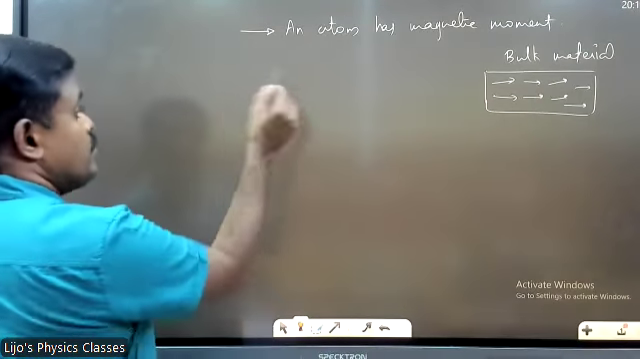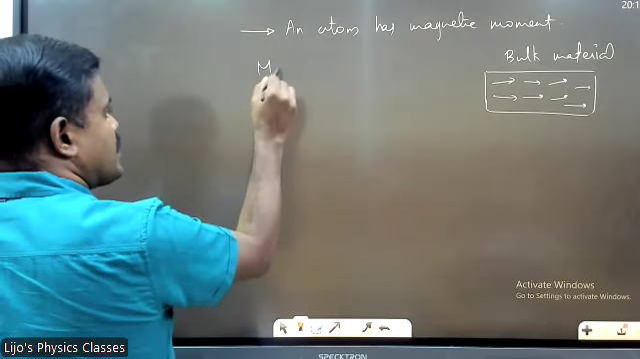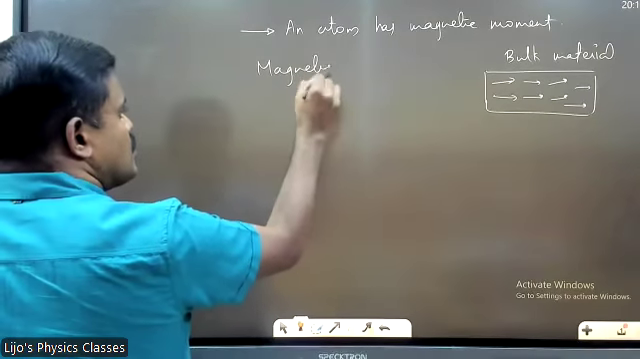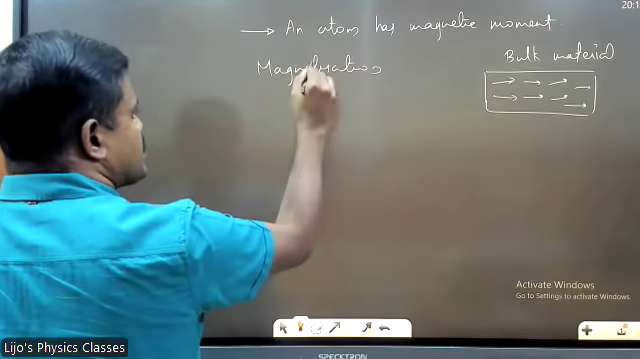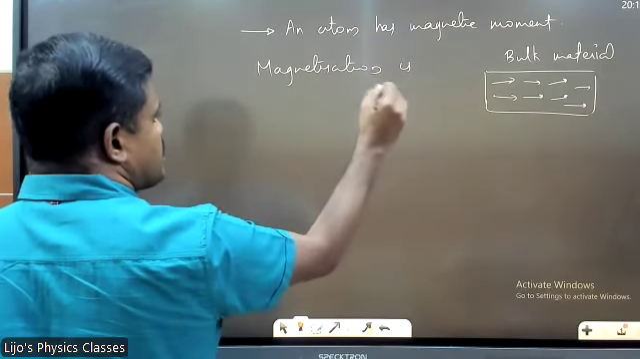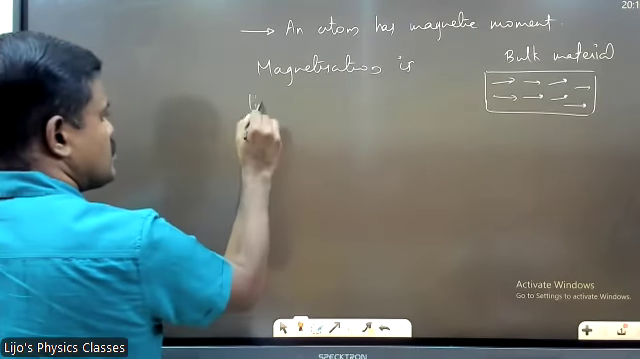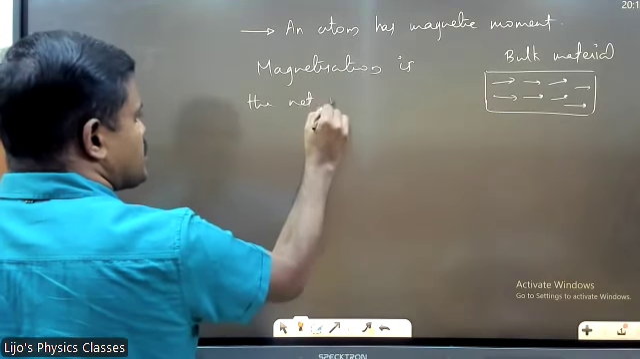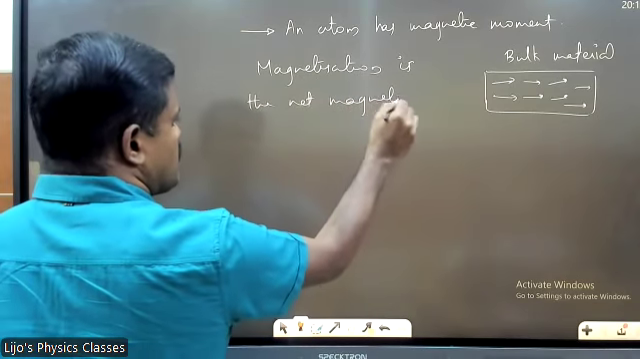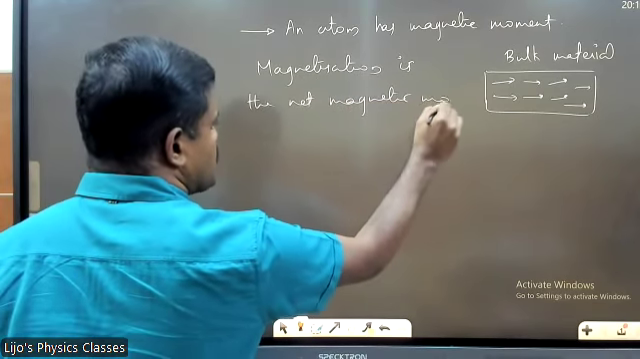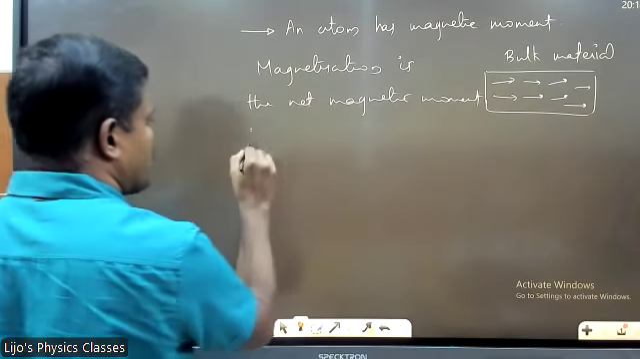So the first thing you can write is magnetization. How do you define magnetization? Magnetization is the net magnetic moment per unit volume.